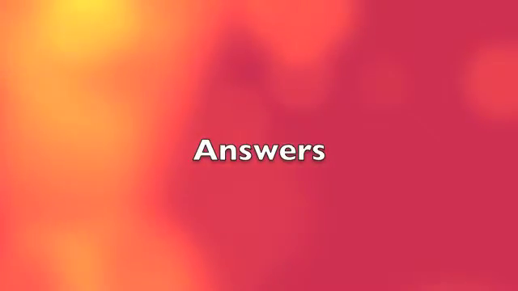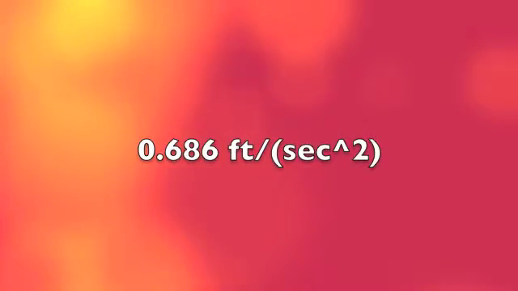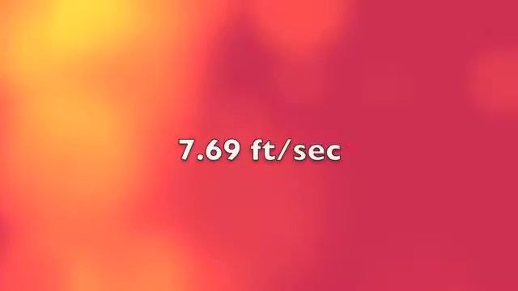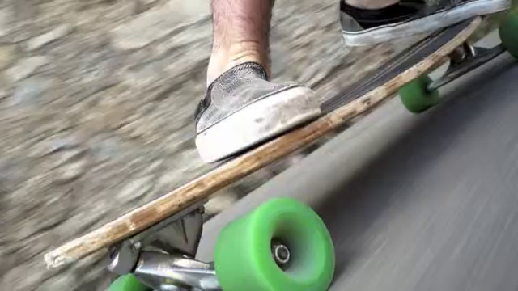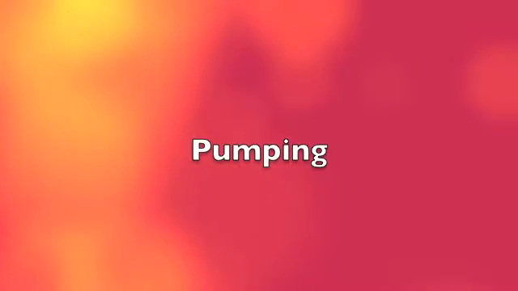The average velocity for the first interval came out to be 3.7 feet per second, and the acceleration for the first interval came out to be 0.686 feet per second squared. The average velocity for the second interval came out to be 7.69 feet per second, and the acceleration for the second interval came out to be 0.21 feet per second squared. The acceleration of each interval is fairly close, but they are not equal because friction was a major factor in the experiment since the skateboard was in contact with the ground.